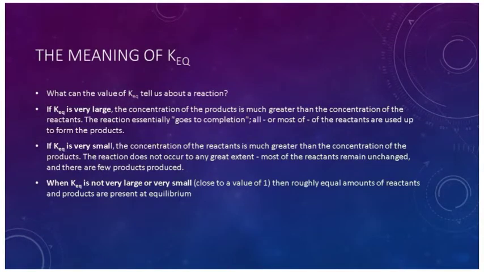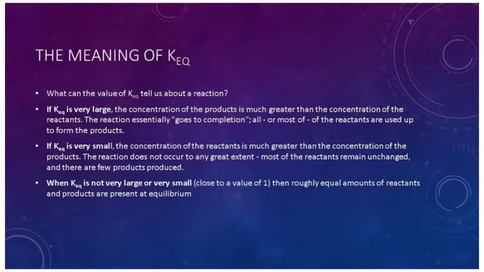So what does K equilibrium mean? What can it tell us about a reaction? If the K equilibrium is very large, the concentration of the products is much greater than the concentration of the reactants. The reaction essentially goes to completion, or most, if not all, of the reactants are used up to form products. If K equilibrium is very small, the concentration of the reactants is much greater than the concentration of the products. The reaction does not occur to any great extent. Most of the reactants remain unchanged, and there are few products produced.